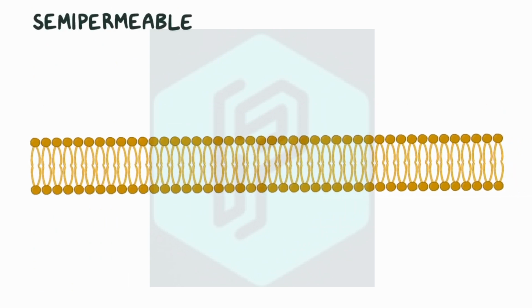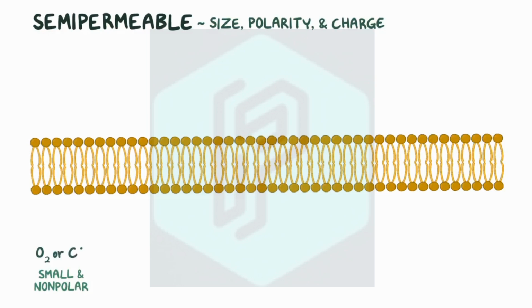The cell membrane is also semi-permeable. That means that the membrane allows some molecules to pass through, but not others, and it's mostly based on the molecule's size, polarity, and charge. There are roughly 5 categories. Small and non-polar molecules, like oxygen or carbon dioxide, will diffuse through the membrane quickly.